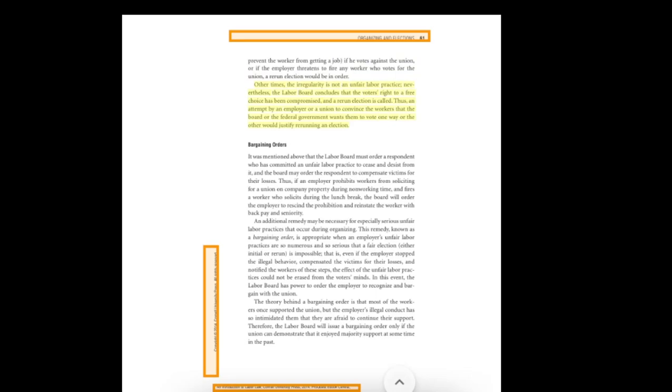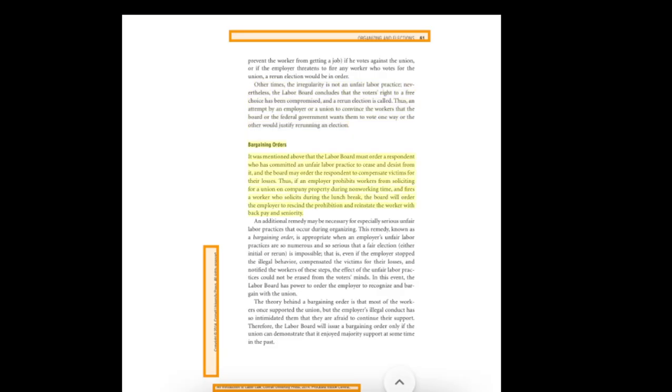Other times, the irregularity is not an unfair labor practice. Nevertheless, the Labor Board concludes that the voter's right to a free choice has been compromised, and a rerun election is called. Thus, an attempt by an employer or union to convince the workers that the board or the federal government wants them to vote one way or the other would justify rerunning an election.